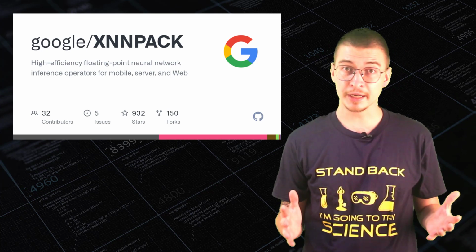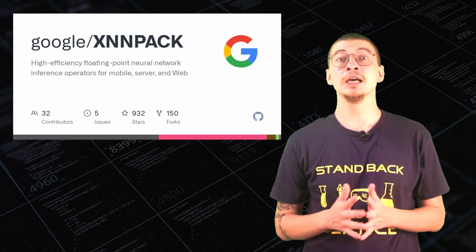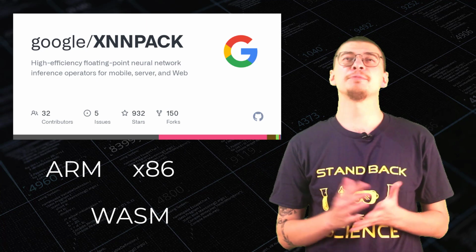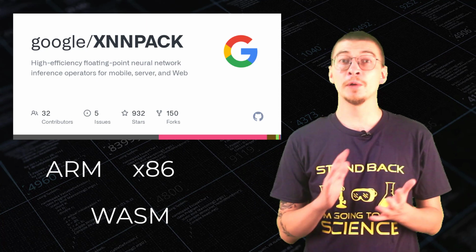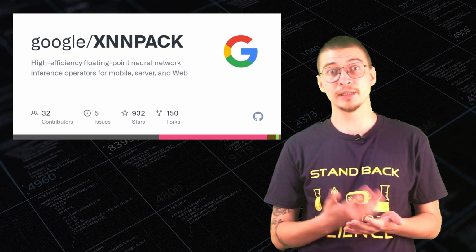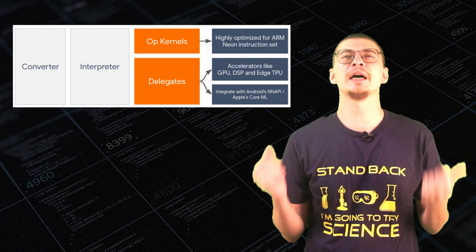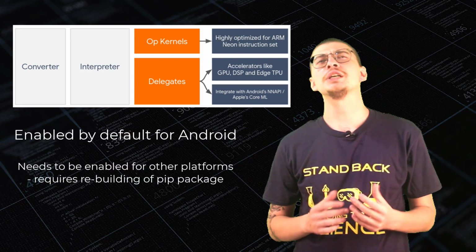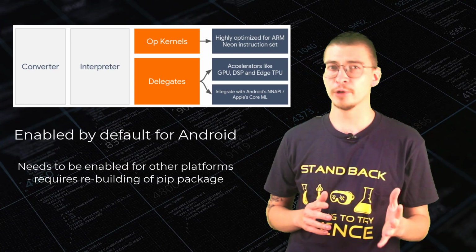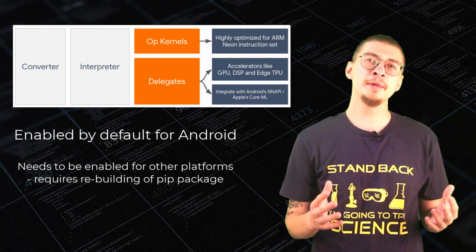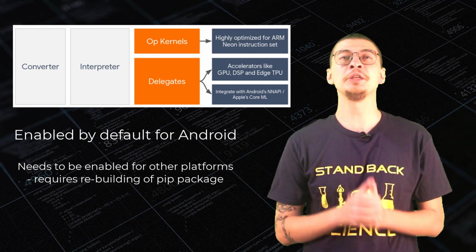It's a library for accelerating neural network inference for ARM, x86, WebAssembly architectures on Android, iOS, Windows, Linux, and macOS environments. So it's officially supported by Google, and it's integrated in TensorFlow Lite as a delegate, which is enabled by default for Android builds, but for other environments, it needs to be enabled manually.